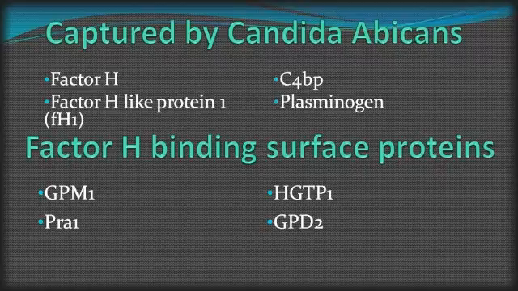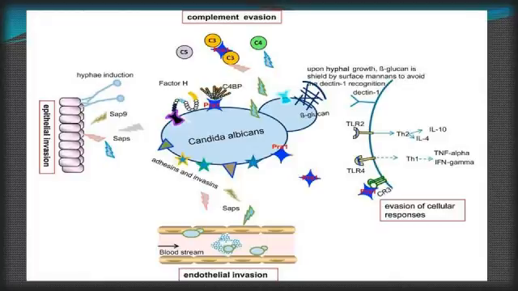There are 4 factor H binding surface proteins, and they're called GPM1, PRA1, HGT1, GPD2. By capturing the C4BP, the classical complement activation pathway is inhibited. The epithelial lining is usually a sufficient defense to candida. But remember, the first measured ALS symptom is a leaky gut. So this diagram shows epithelial invasion as well as complement.